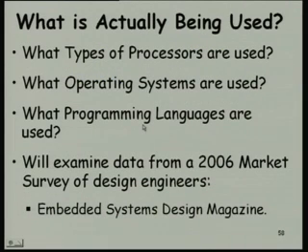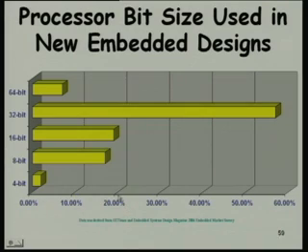But before we actually start our discussion on the operating systems etc., let us look at these basic issues: what kind of processors are used, what kind of operating systems are used, what kind of programming languages are used. We will examine some market survey that appeared in the Embedded Systems Design magazine. Now, let us look at the results.